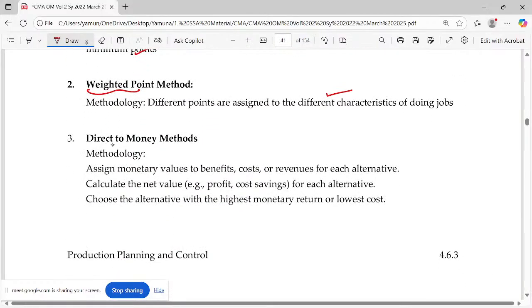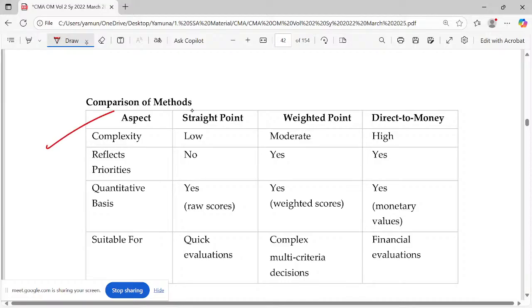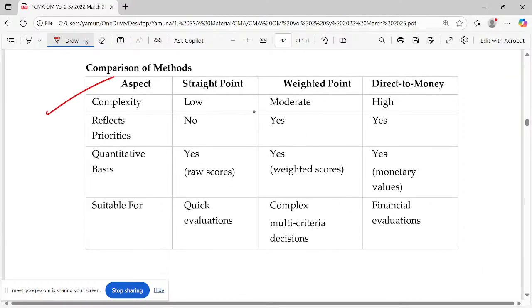Likewise, we have direct to money methods, where you link with, probably, profit, cost savings, or revenues. Each and every job will be linked directly. So choose the alternative. If you know about directors getting commission, the profit on commission, that also will be discussed. So you choose the alternative, and you decide on the highest monetary return or the lowest cost. So everything is linked with money. So this is about the direct to money method. So that's the overall comparison with respect to the point rating method.